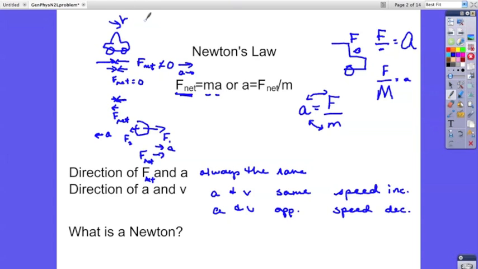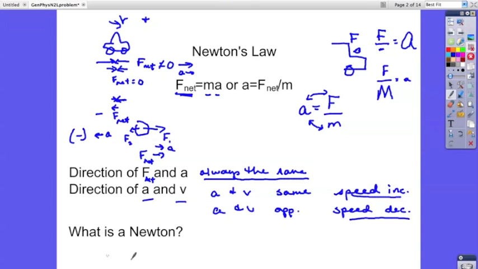Well, if your velocity is in a positive direction, and your force and therefore your acceleration are in a negative direction, then your car is going to slow down. So force and acceleration are always in the same direction. Acceleration and velocity are sometimes in the same direction, sometimes in opposite directions. If they're in the same direction, you get an increase in speed. If they're in opposite directions, you get a decrease in speed.